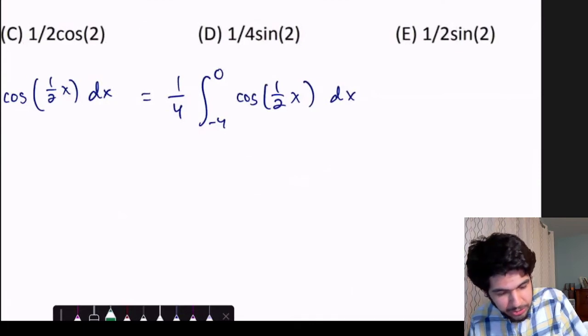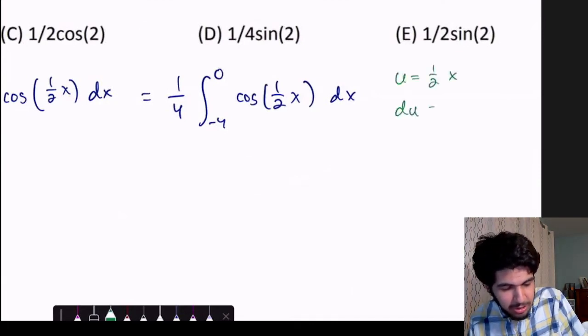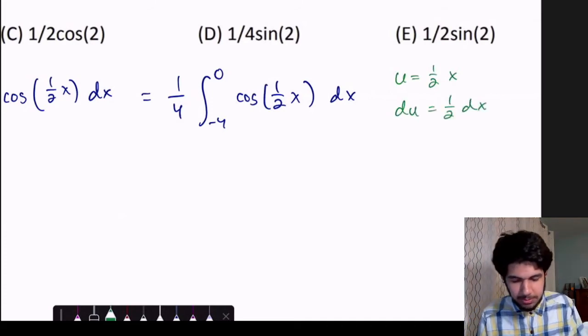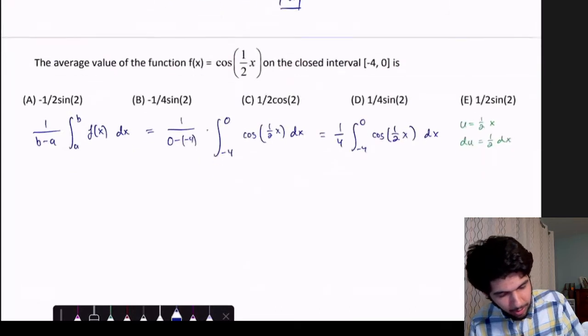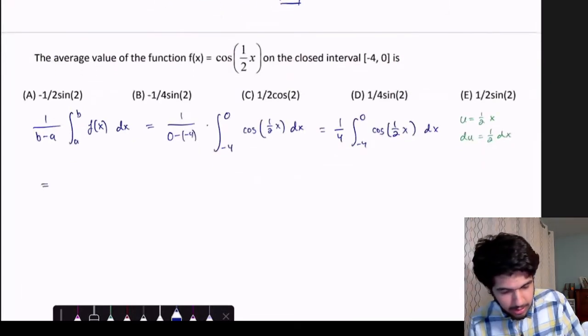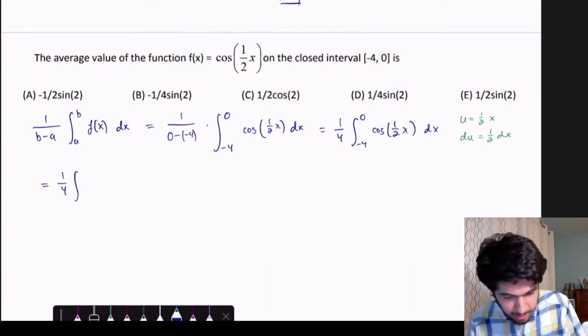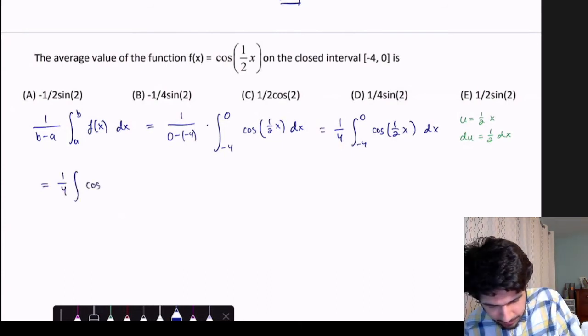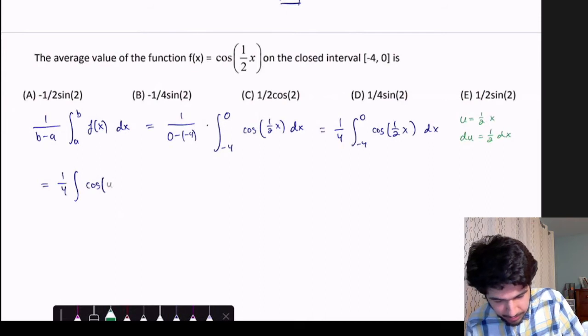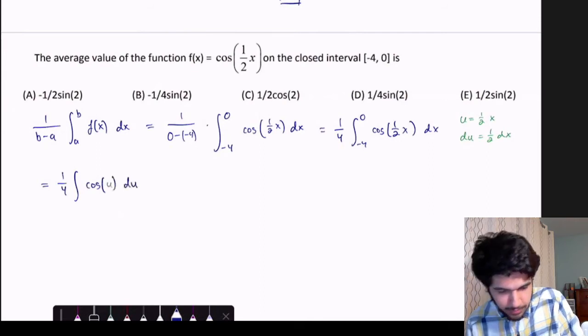So let's let u equal 1/2 x. du will equal 1/2 dx. And we'll substitute it back in. So now this integral is equal to 1/4 the integral of cosine of u du.